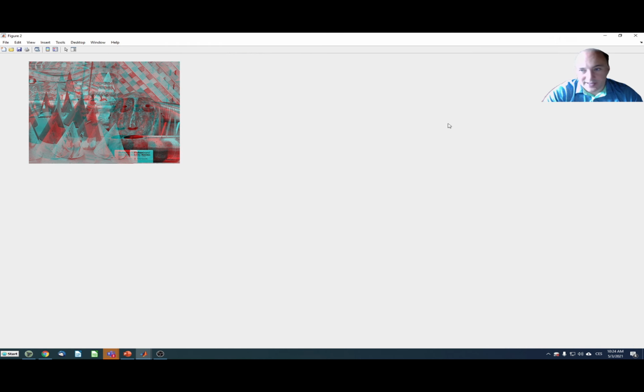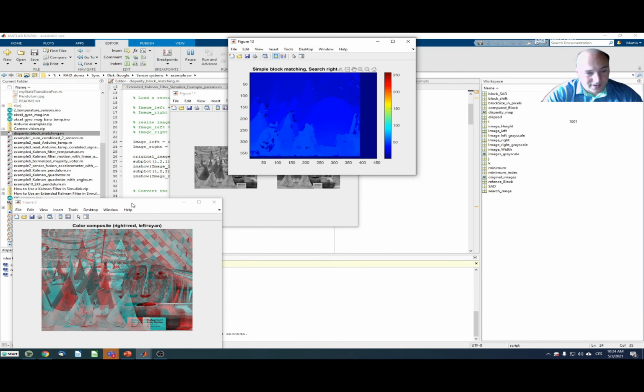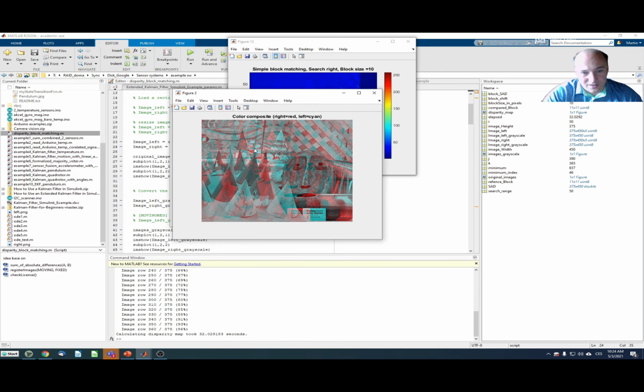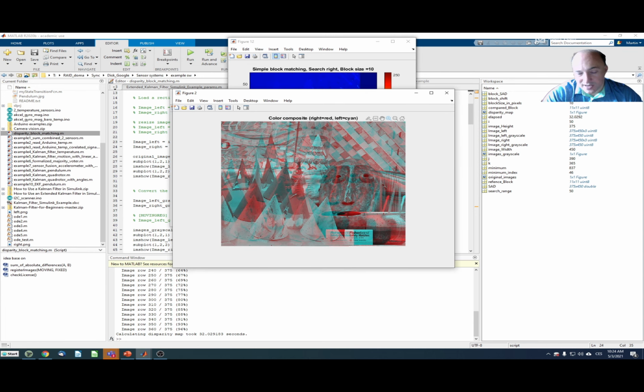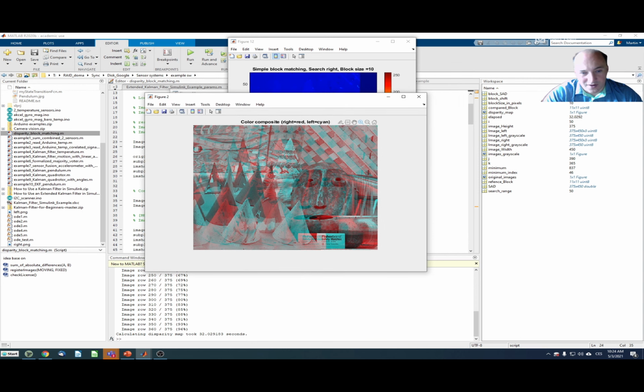If at home you have some goggles with green and red glass, if you look at this, you would see this picture like in 3D. So it's like an example of how to create a 3D picture. And here we can see nicely what is the shift between the two images.